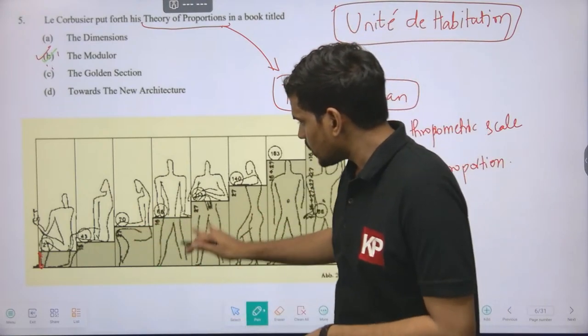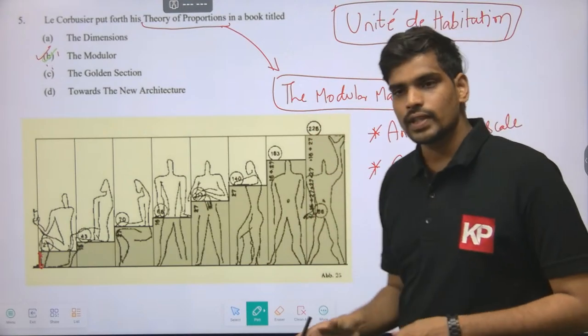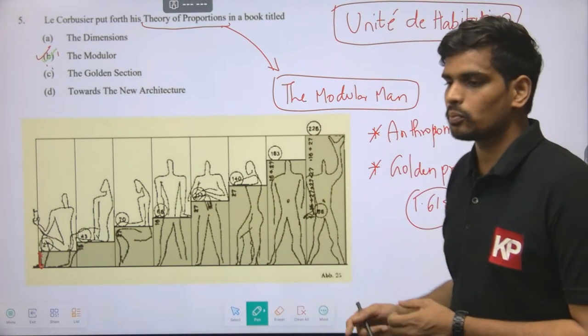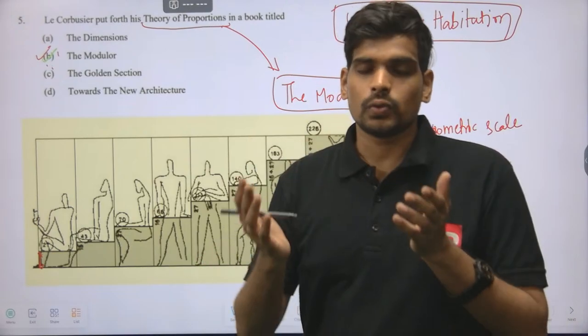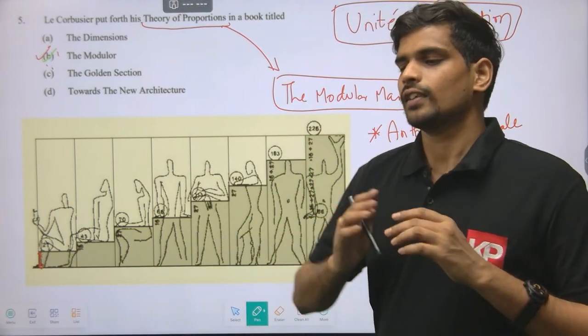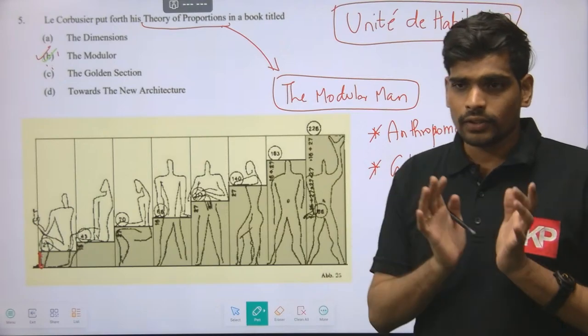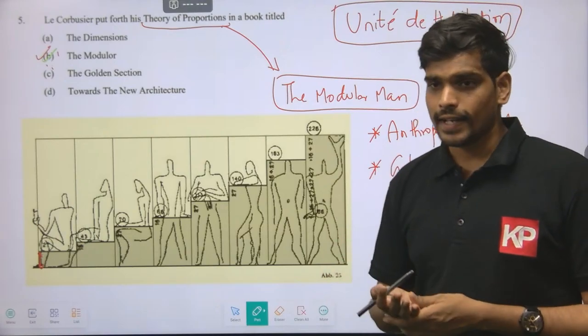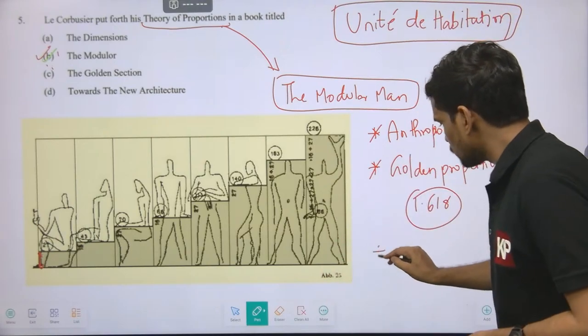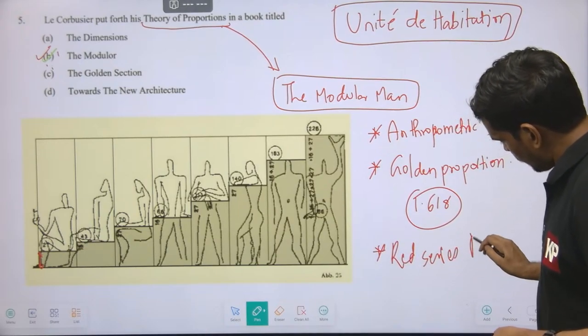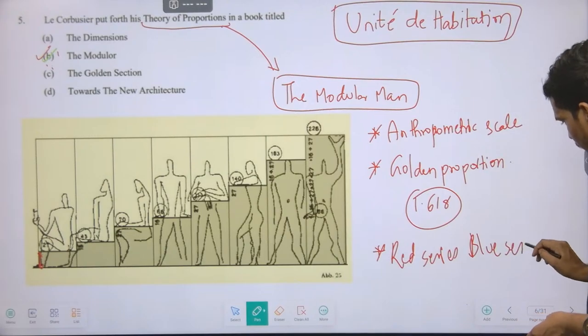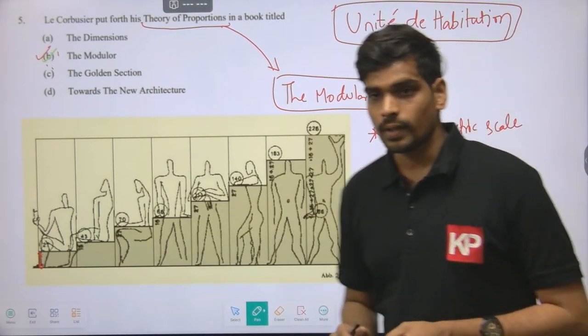Now there are some levels which come in between, which might not fit in the series of golden proportion, because in the modular man concept, Le Corbusier gave two series, the red series and the blue series. I'm not going into the details of explaining the red series and blue series. You can study them from your end also. Combining both these series, both are based on golden proportion.